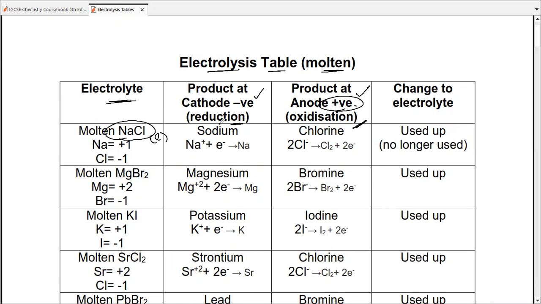All right. Reduction means the ions that are going to come over here are going to gain electrons. As you can see, electrons are being added to it. Oxidation means that the ions that are going to come over here are going to lose electrons. And as you can see over here on the right hand side equation, this ion is losing some electrons. Change: the electrolyte stays the same in molten compounds.